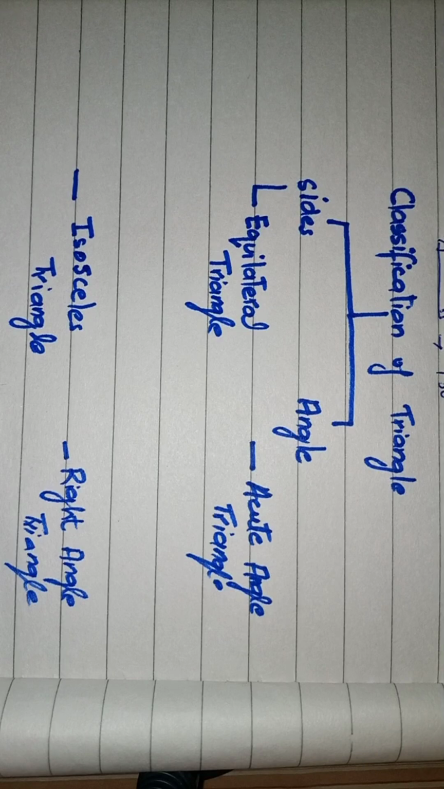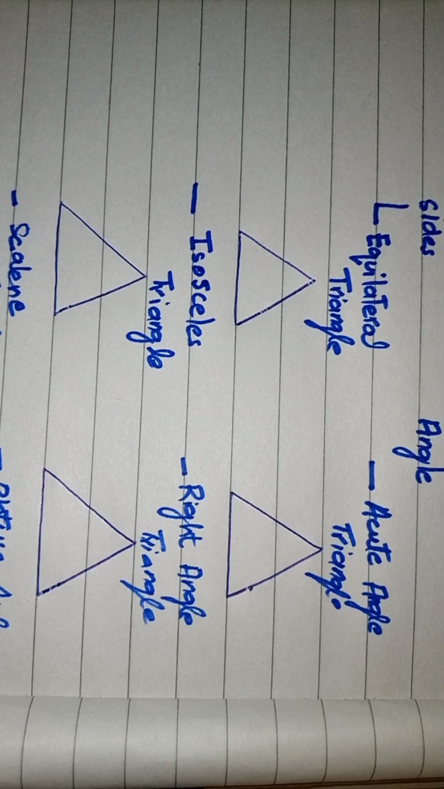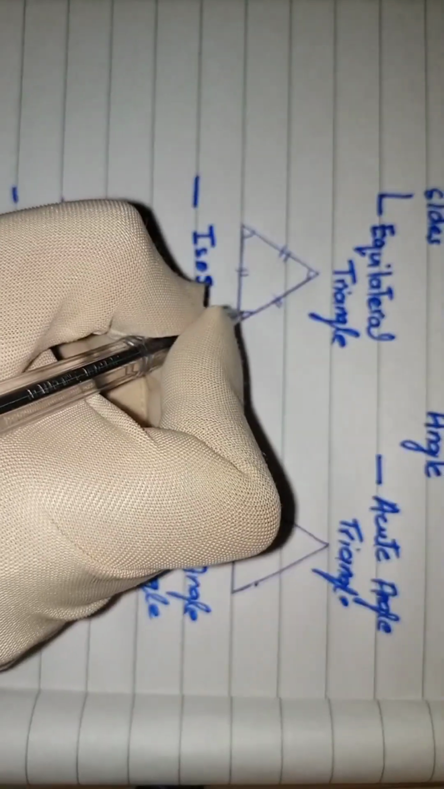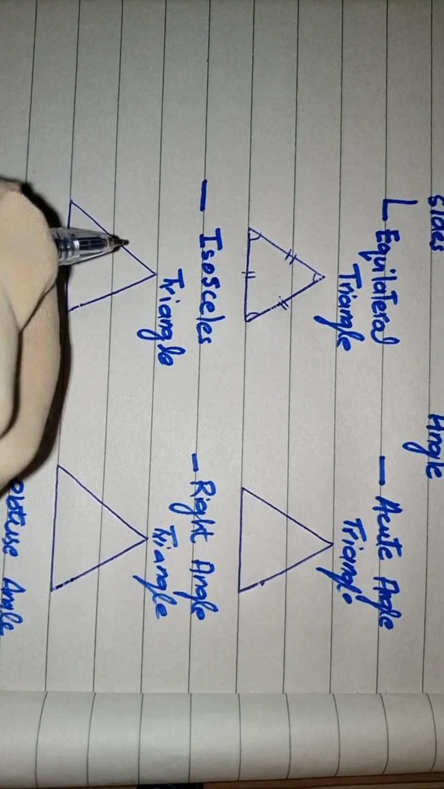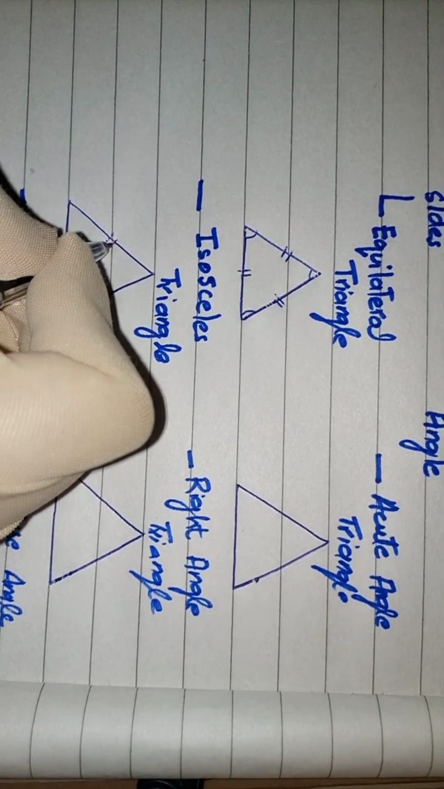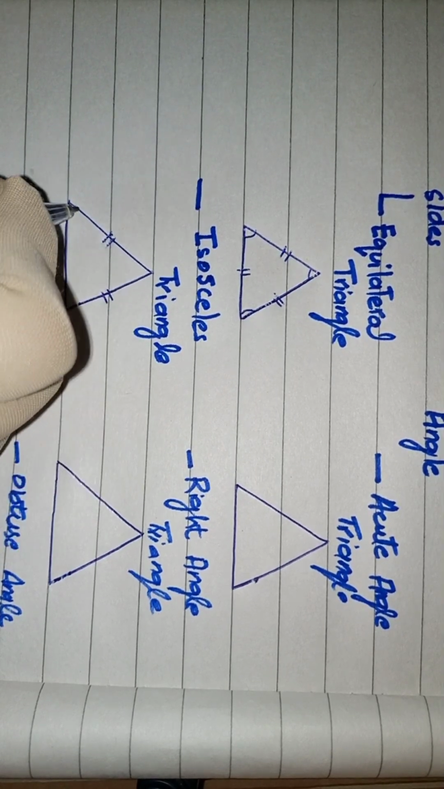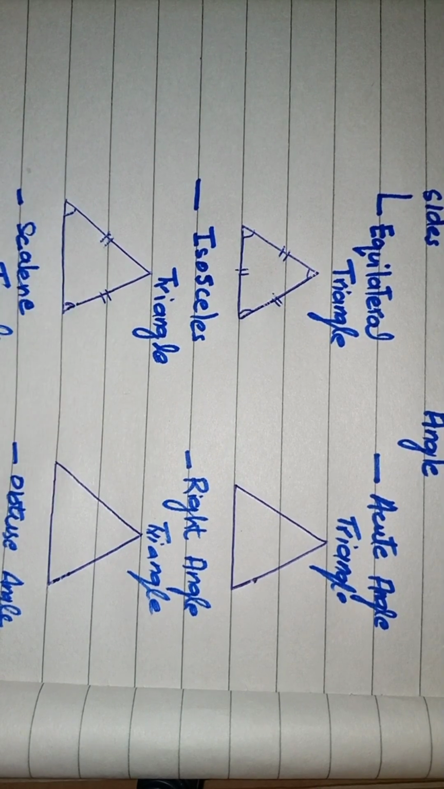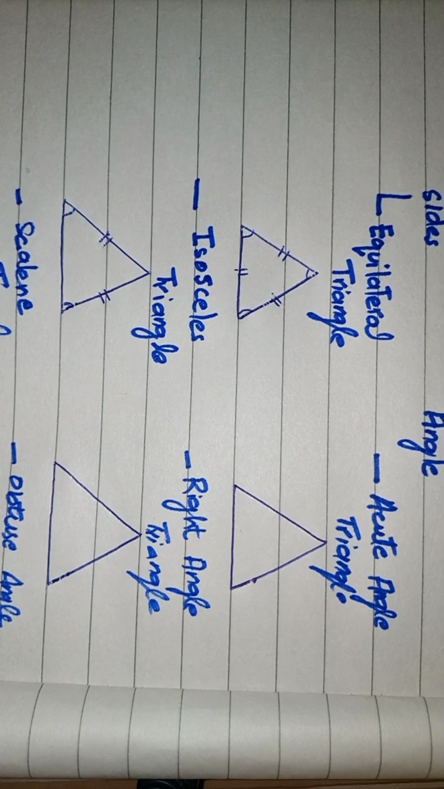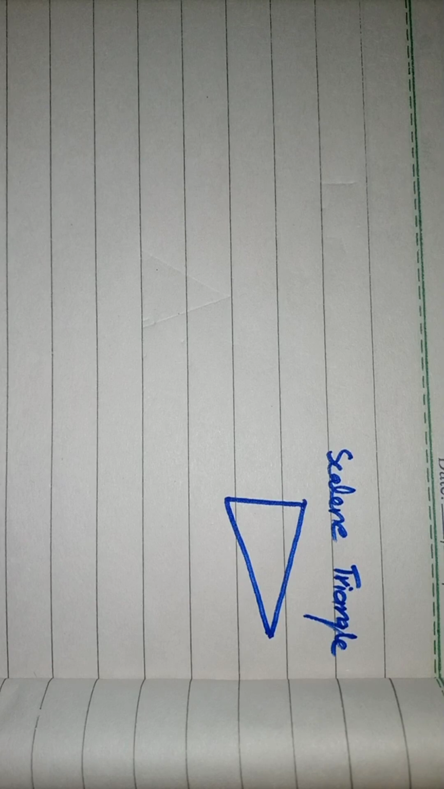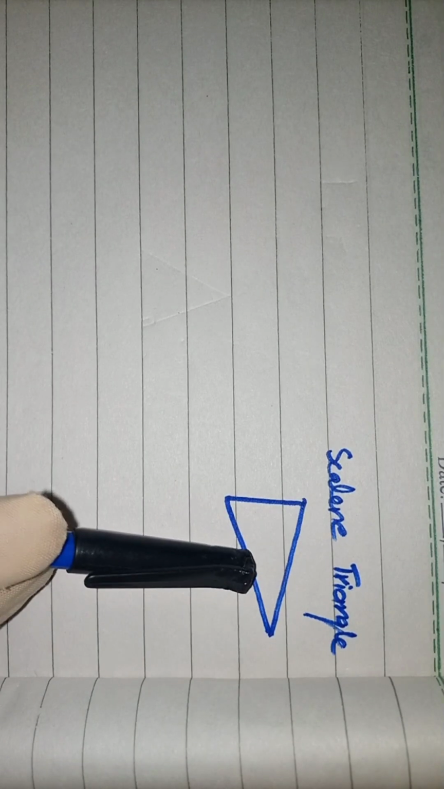What is an equilateral triangle? An equilateral triangle is a triangle in which all three sides and all three angles are equal. An isosceles triangle is a triangle in which two sides and two angles are the same and the third is different. A scalene triangle is a triangle in which all three sides and angles are different.